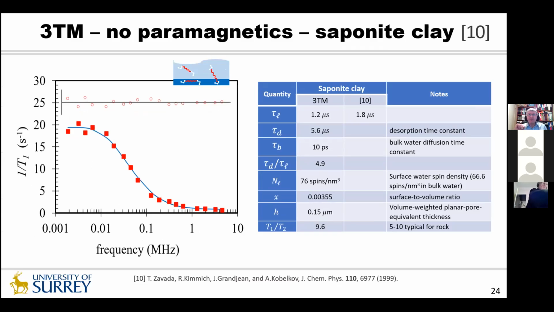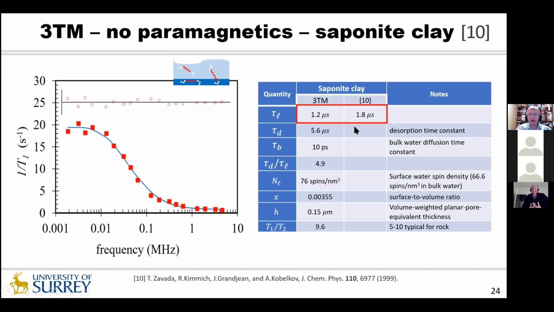Another system we looked at without paramagnetics was a saponite clay. This is a sort of laminar clay, a synthetic clay structure that was created, I say synthetically, so without paramagnetic impurities in. Again, a sublime fit through the data. Once again, we can see we're able to fit and determine the spin density at the surface, 76 in this case. And there's two other important points to point out.